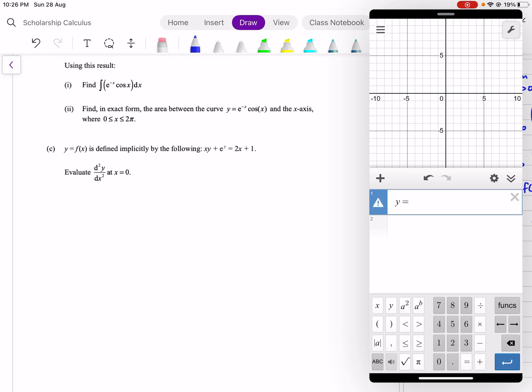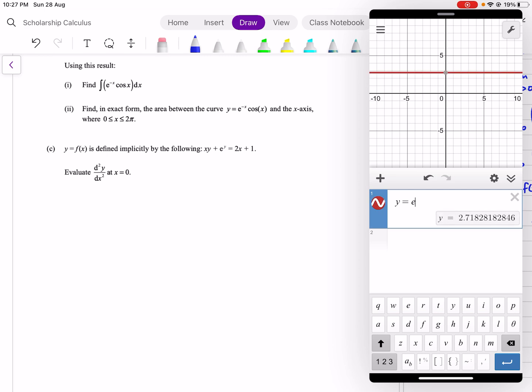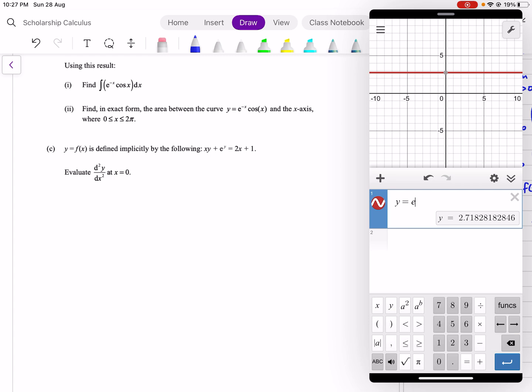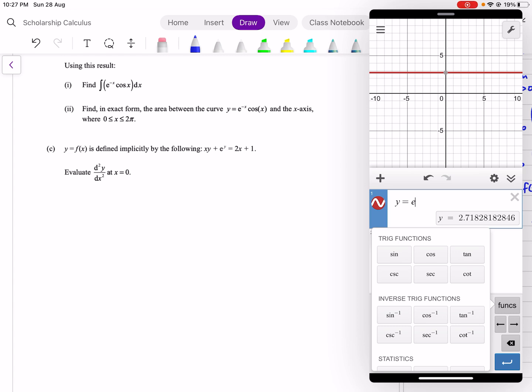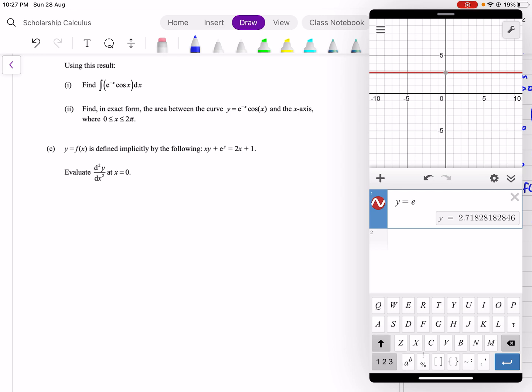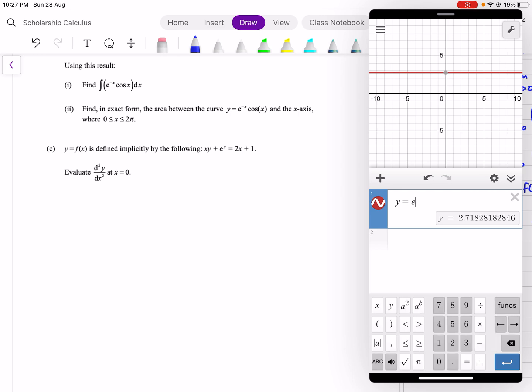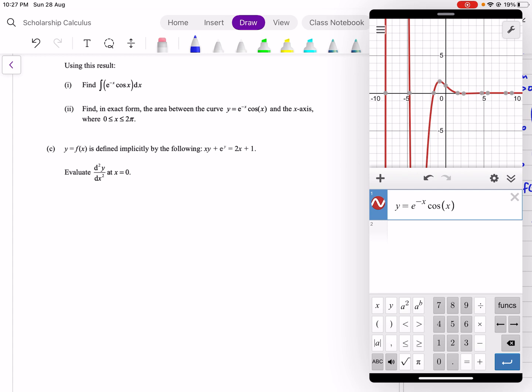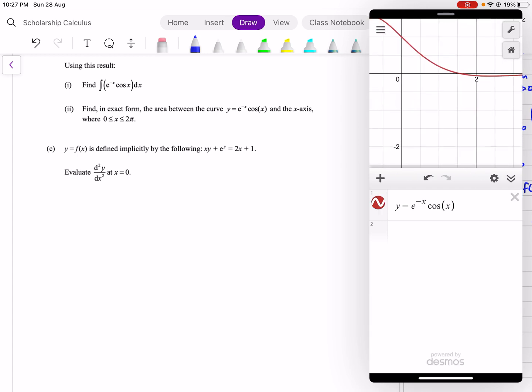And if I have a look at what this function actually looks like, hopefully it accepts e. If anyone was wondering what e is, that's just that number there. It's kind of like pi, it's a bit special. Okay, and Desmos on here is a little bit clunky. Nope, where is my power? Oh, there it is, it's right in front of me. E to the minus x, and then times by cos x. Alrighty, zoom in, and we're going between 0 and 2 pi.